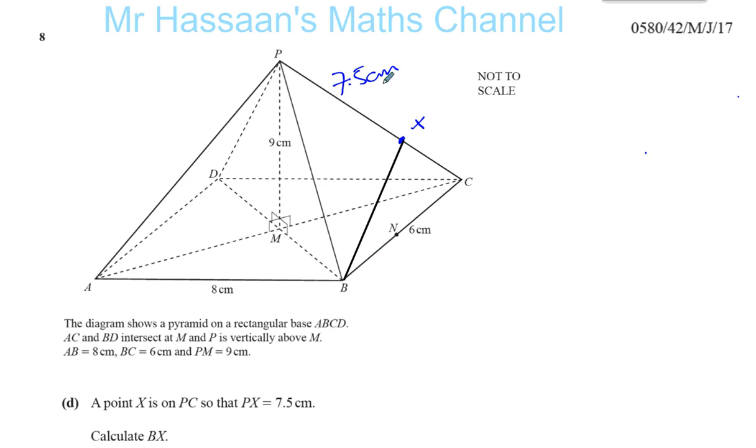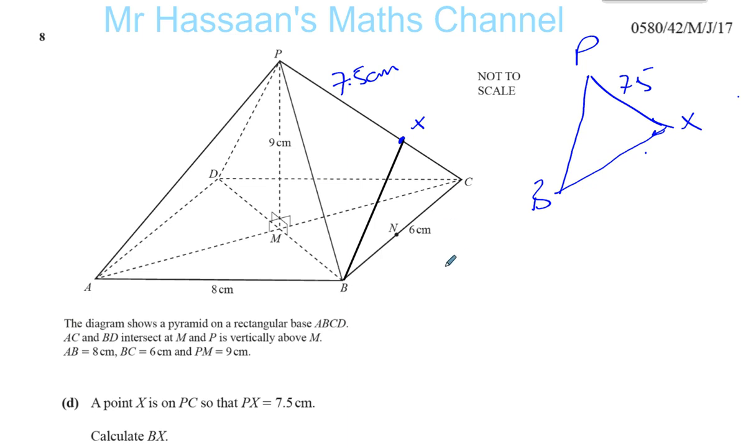Now, in this triangle, what do we know? Well, we know this length is 7.5. In this triangle, we don't really know anything more than that. So let me just draw this triangle like this, as if you're looking at it from the side. This is P, this is X, this is B, this is 7.5. Now, we don't know BX, this is what we have to find.